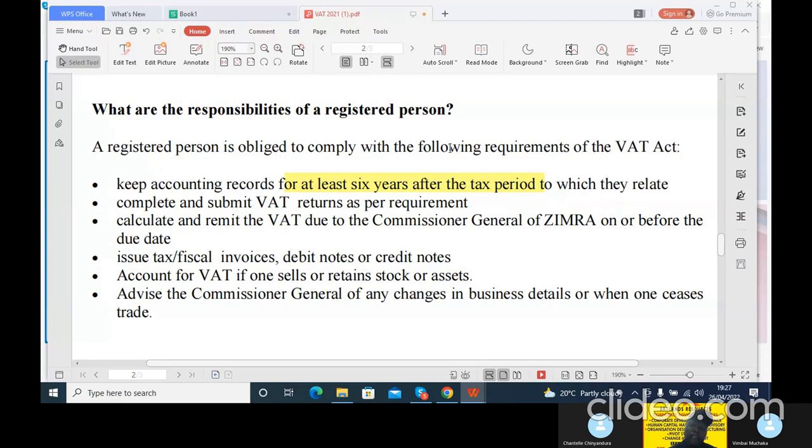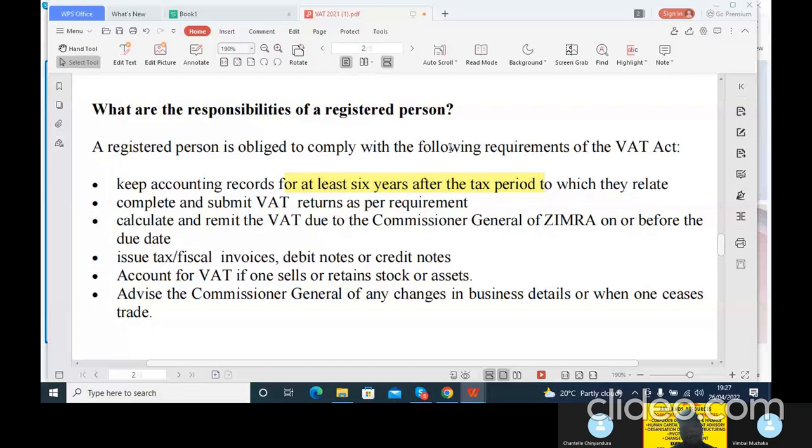Number two, to compute and submit VAT returns as per requirement, that is the due dates, by the 25th of the following month, whether ubadala bi-monthly or monthly. Number three, to calculate and remit VAT due to the Commissioner General of Zimra on or before the due date. Ukataza kubita due date, my penalty, my penalty of 100%, my interest and everything. Actually, your neck will be online, so to speak.